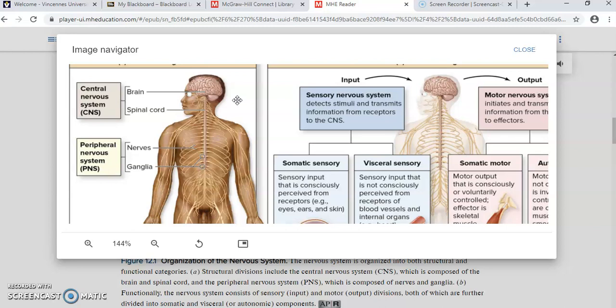We'll go into more details about how it sends signals from one area to the other. But that's generally what the nervous system is always doing all the time. So it's controlling a lot of our body processes, and it's also communicating between different parts of our body. Those are the main functions.